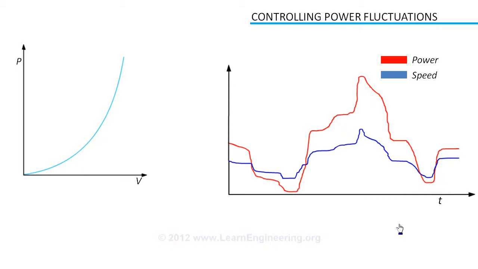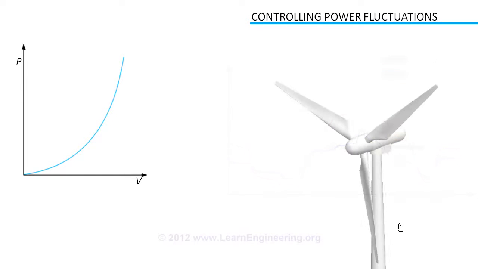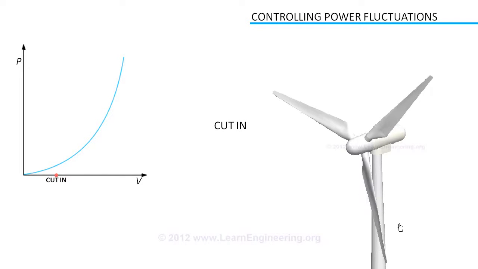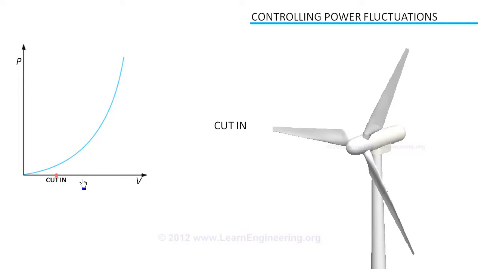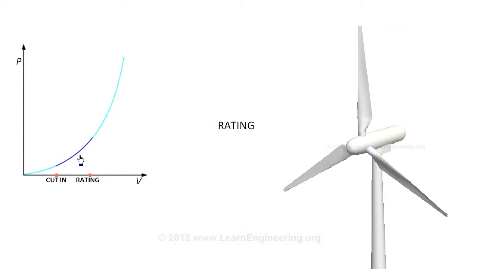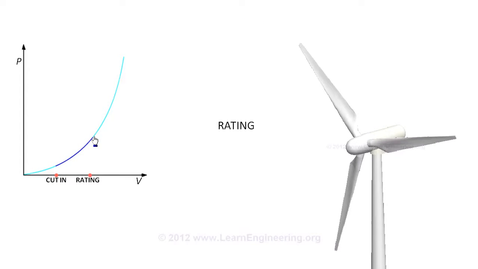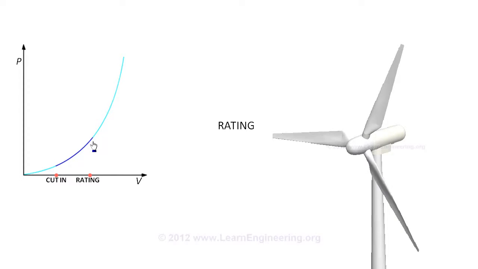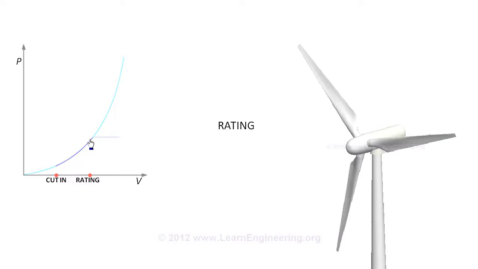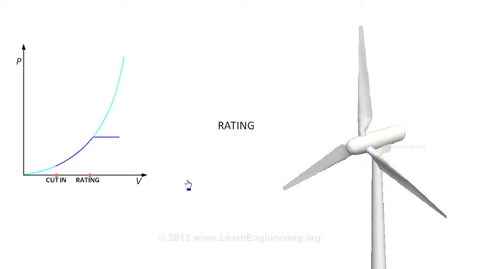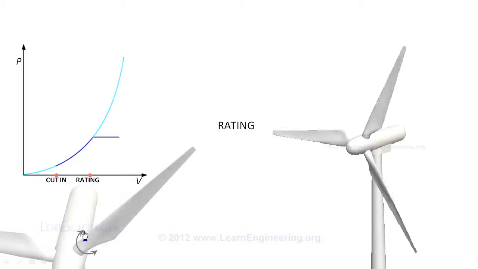In practice, a wind turbine starts only when there is a minimum speed of wind, called the cut-in speed. When wind speed is between the cut-in speed and a rated speed, there will be varying power production. After the rated speed, power production is maintained at a constant level. This is achieved by adjusting the pitch of the blades with the help of a controller.